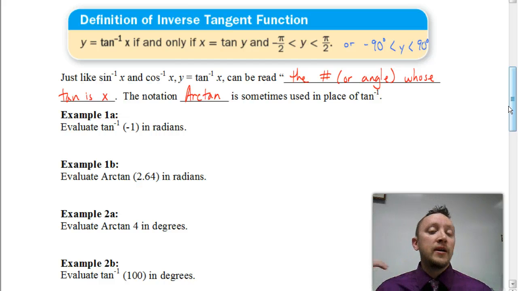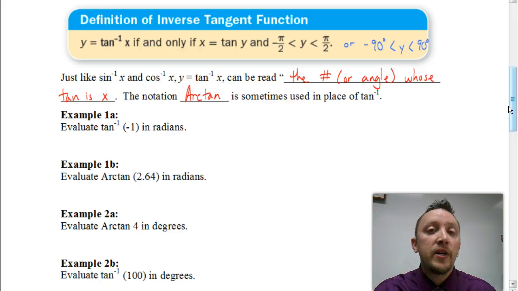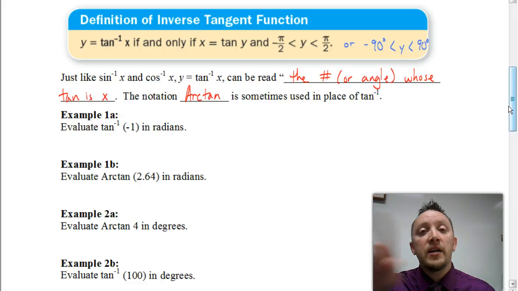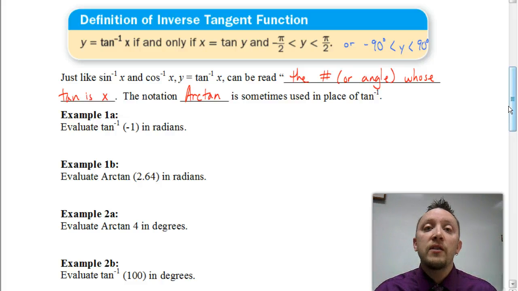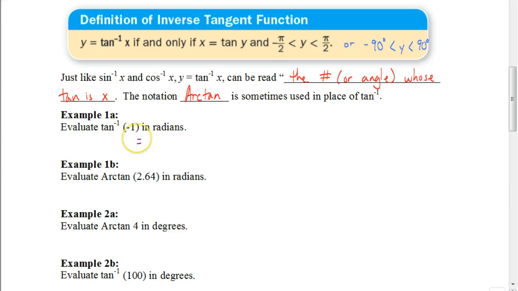Well, between negative 90 and 90 degrees, like in this example where we're trying to find the inverse tangent of negative 1, that's going to happen in quadrant 4, which between negative 90 and 90 is at negative 45 degrees. So the inverse tangent of negative 1 is negative 45 degrees. Now, if that's all they ask for, that would be your answer.